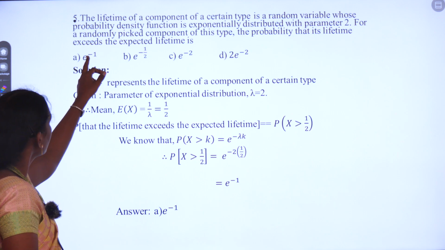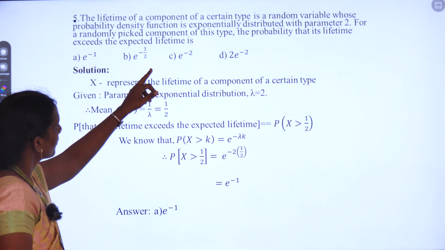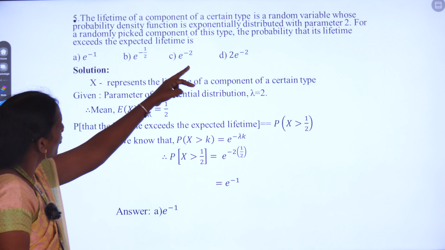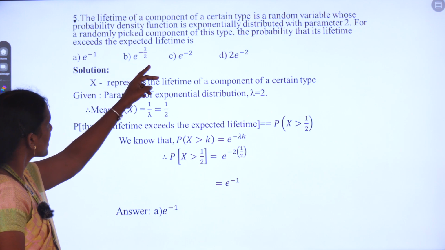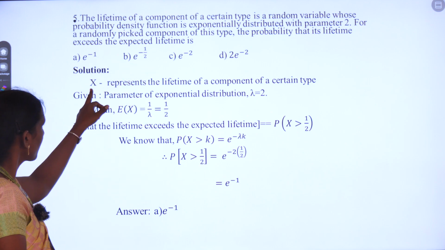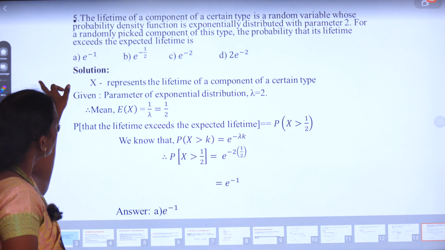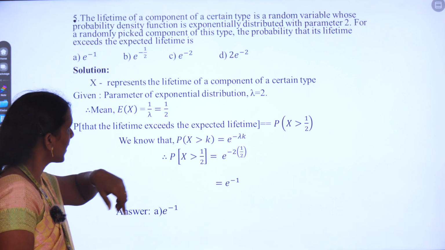So we were asked to find, for a randomly picked component of this type, the probability that its lifetime exceeds the expected lifetime. So first of all you list down what the random variable is. Here x represents the lifetime of a component of a certain type.